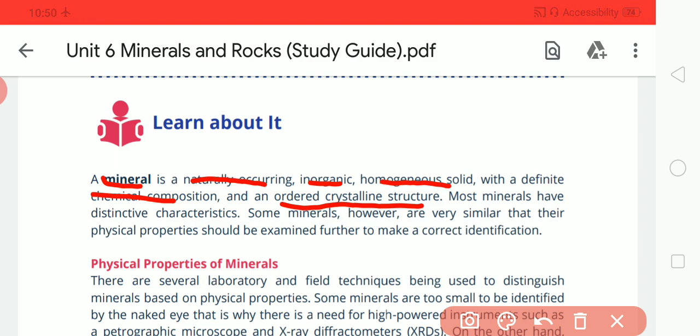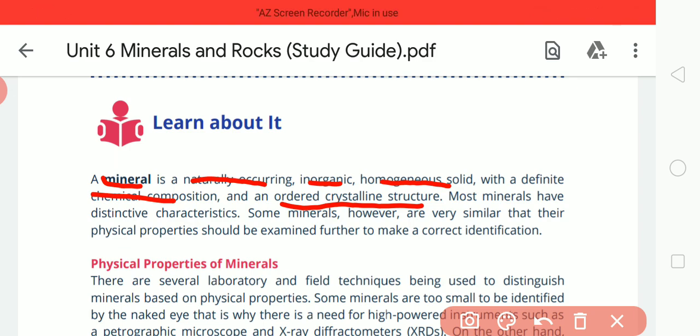Aside from that, mineral is also described as a homogeneous solid. So that means mineral is composed of a single type of solid. That means it has a uniform composition, which cannot be divided further into simpler compounds. Because it is a single solid, it cannot be divided further into different types of compounds. Whatever type of compounds we find in a mineral is obviously the uniform composition of that type of mineral. And aside from that, it has also a definite chemical composition, so it has no mixture of other types of minerals, and an ordered crystalline structure.